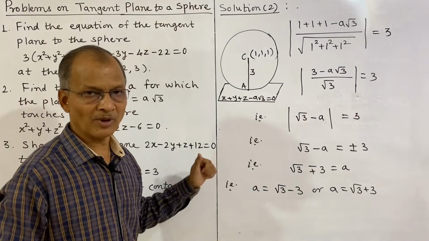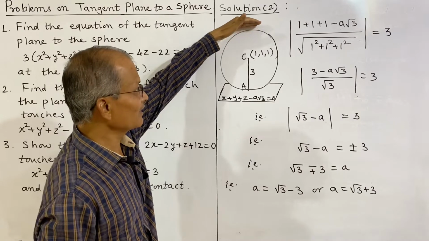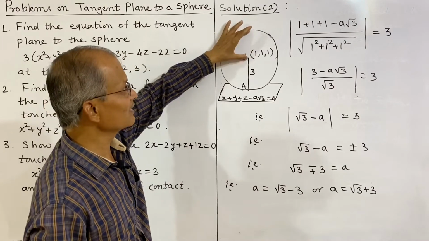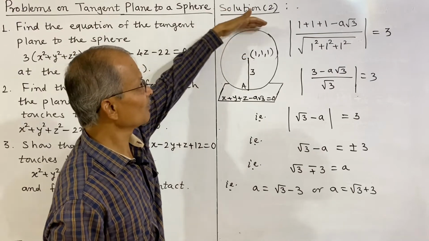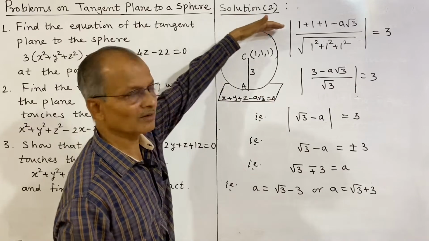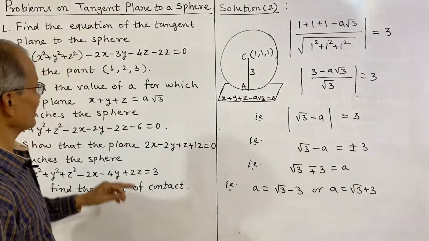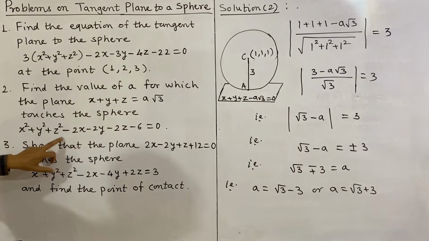One plane will be parallel to this plane, and that will be exactly above. In that case also the radius is perpendicular to the tangent plane, and the radius is equal to the length of the perpendicular distance from the center to that point. So one plane will be at the bottom, one plane like this, the positions will be parallel, and thus these are the values of a. We have obtained the values of a for which this plane is tangent to the given sphere.